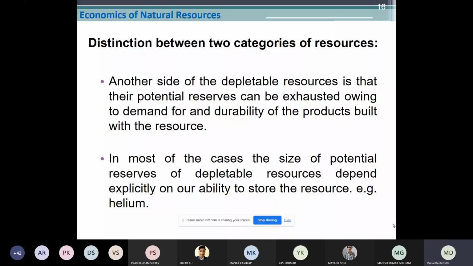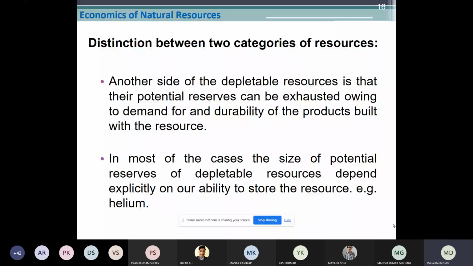Again, if the demand for a particular product is very high, then obviously the resources for generating or creating that product have to be extracted from the environment. So demand will be high for those resources. There is a possibility that the resource gets exhausted too soon. Okay.